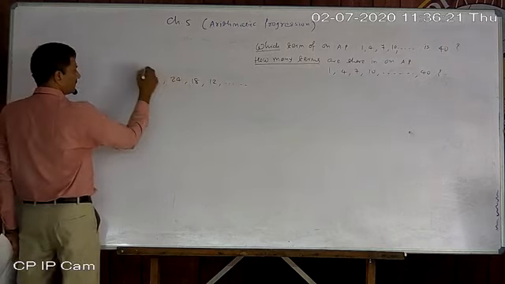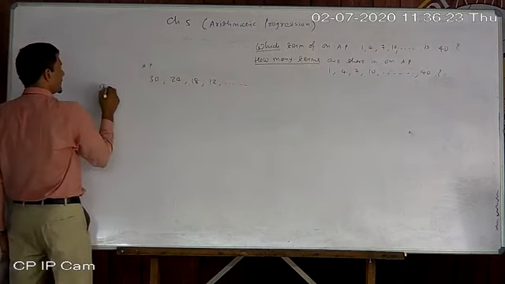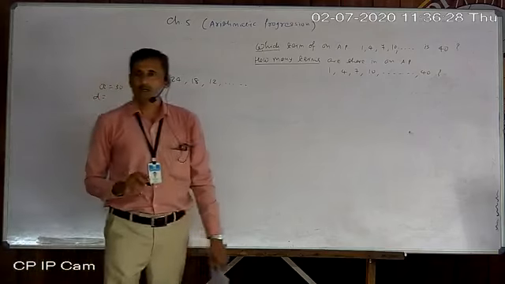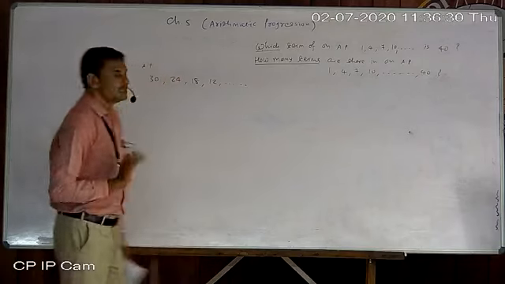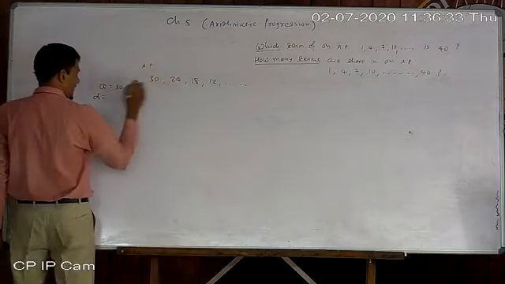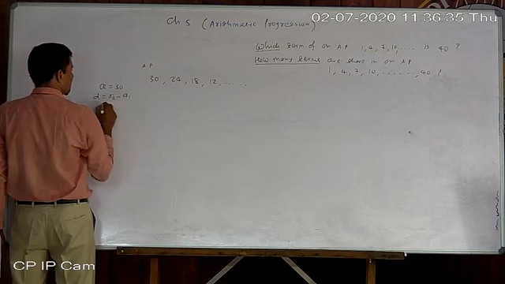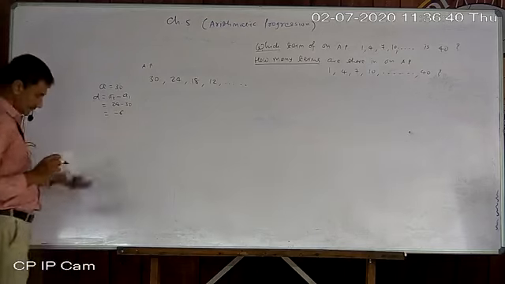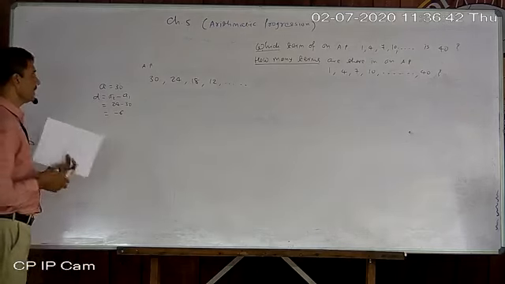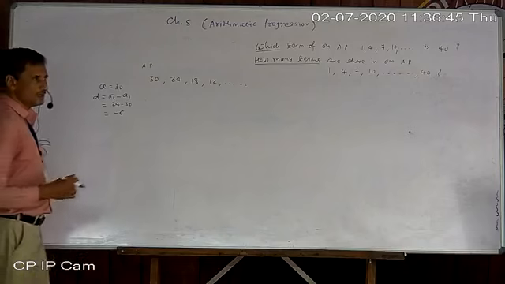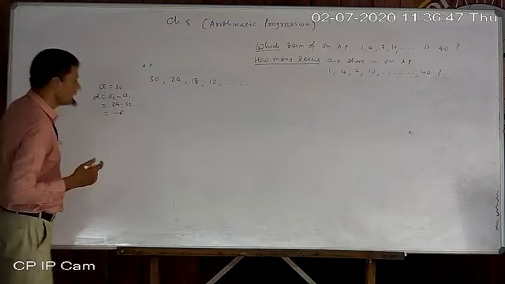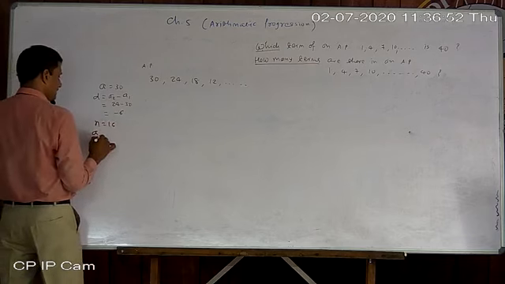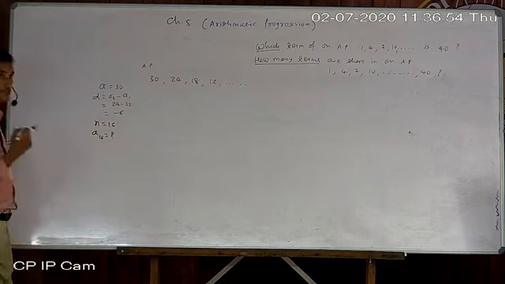Now, by observing this, you can say a equal to 30. Suppose I cannot say d directly. So I can subtract the first term from the second term, a_2 minus a_1. So it will be 24 minus 30. So it will be minus 6, not 6. Now suppose I want to find the 16th term. I want to find the 16th term, so n equal to 16. Means a_16 is asked.